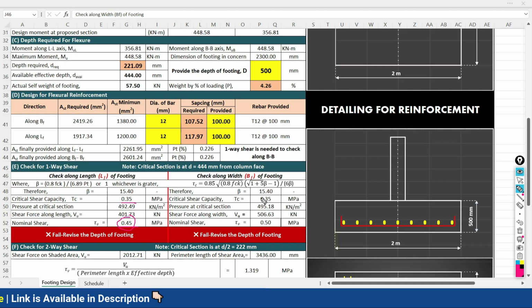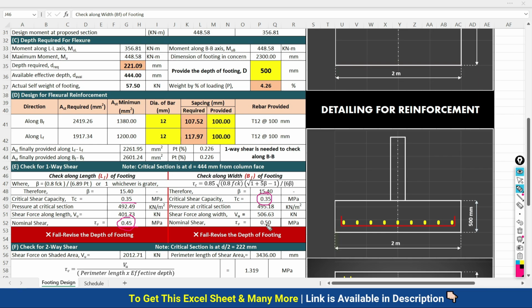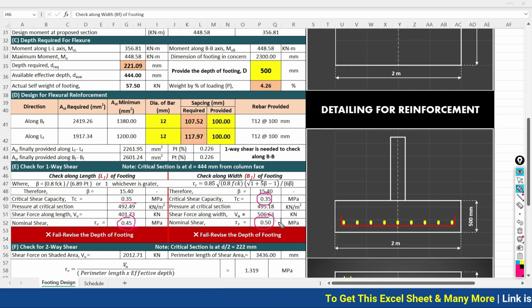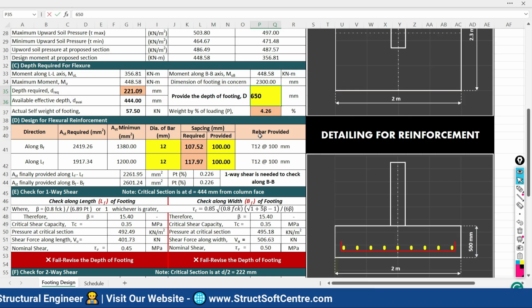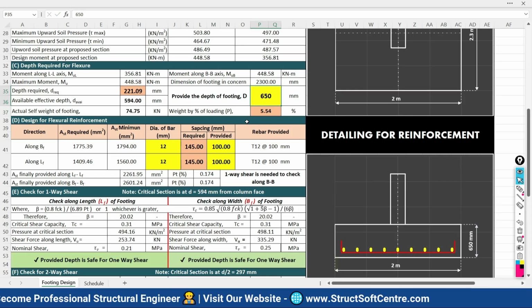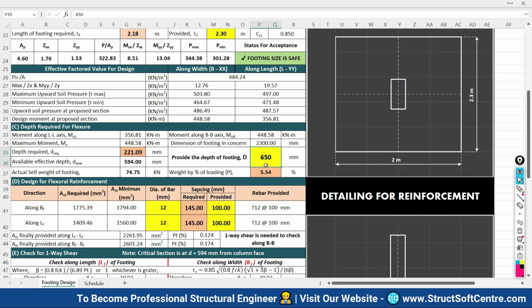And along the width of the footing, here what is given? The critical shear is 0.35 and your actual shear which is coming on your footing due to the loading is 0.5. So actual loading is more than your capacity. That's again a sign of failure. So here the sheet is intimating that it is failing. We need to revise the depth of the foundation. So what do I need to do? I need to increase the depth of the foundation. Now finally I would like to provide the depth as 650. So now 650 is the depth of the foundation we are going to adopt.